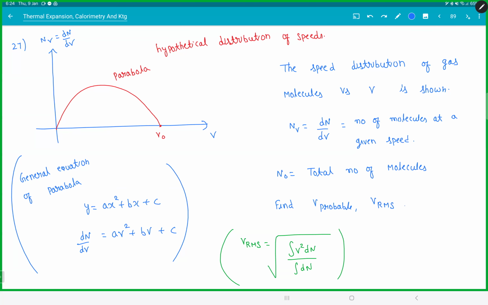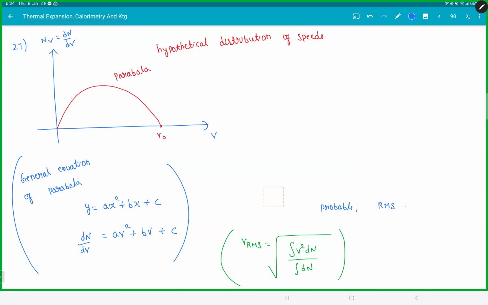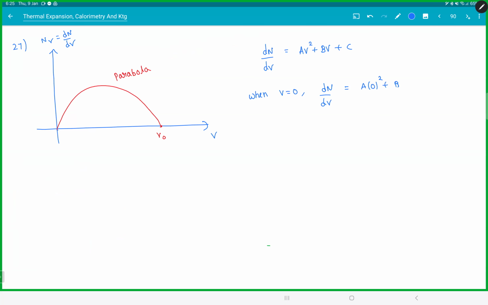Let me show you the equation. See, I know this is a parabola. So the general equation was this: dN by dv is av square plus bv plus c. So initially when v is 0, what is dN by dv? That is also 0, right? So this will be a into 0 square plus b into 0 plus c is equal to 0. c is equal to 0.